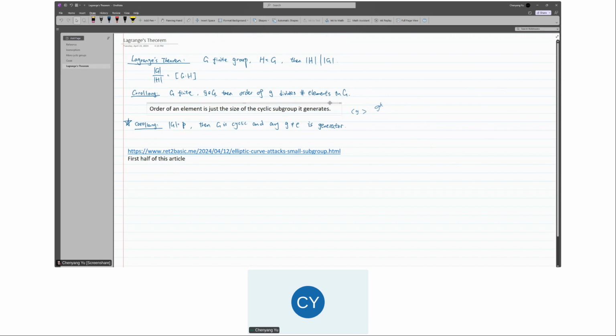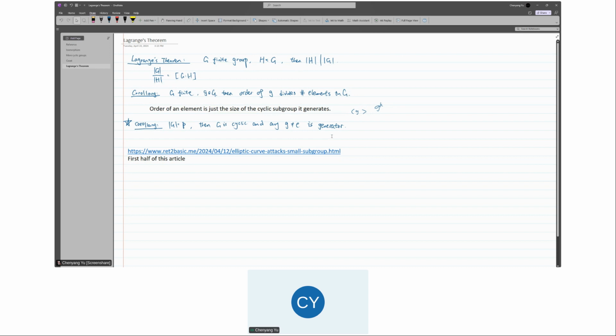So the order of the generator is just the size of the cyclic subgroup I constructed, and by Lagrange, that number has to divide the order of the entire group. So I think that proves this statement. Maybe confusing, but that's the idea.